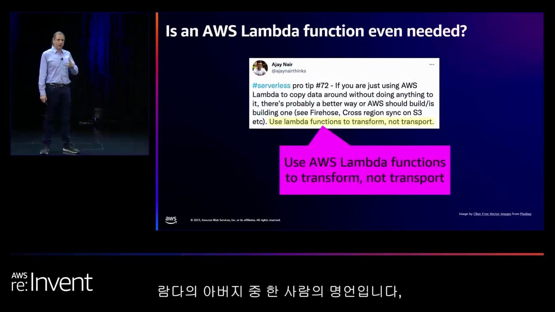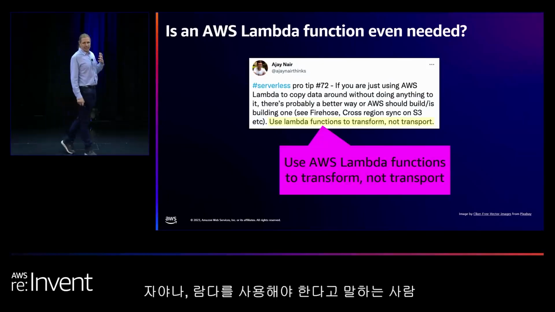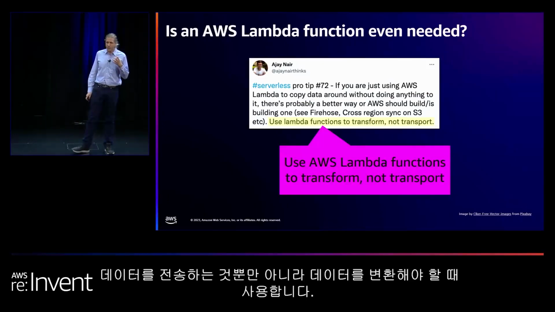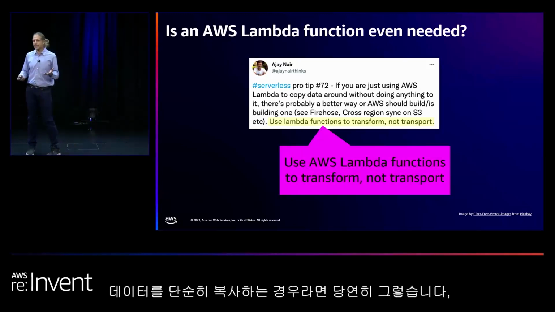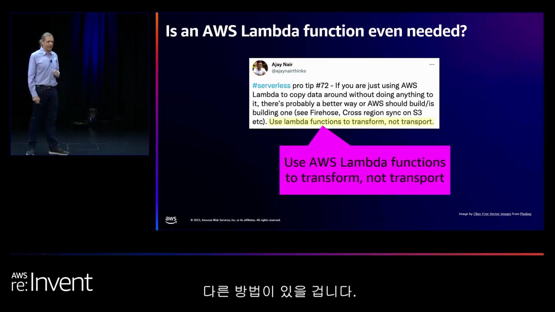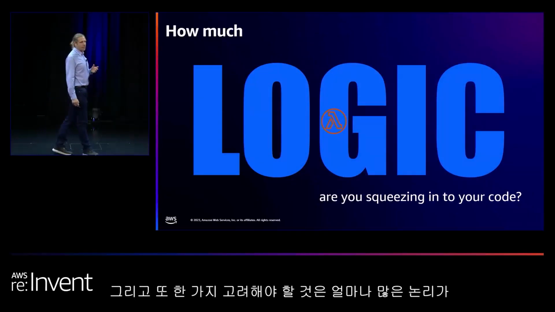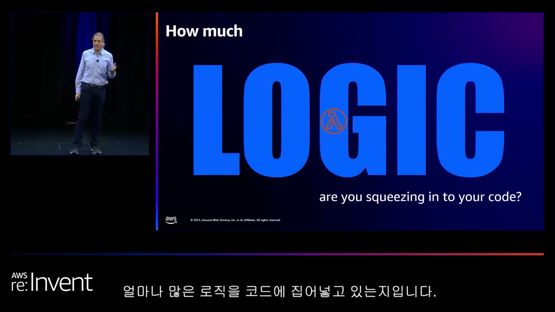And a great quote from one of the fathers of Lambda, Ajay, who says, you must use Lambda when you need to transform data, not just to transport data. If you're just copying data around, well, of course there are going to be other ways to do that. And another thing to think about is how much logic you're then squeezing into your code.